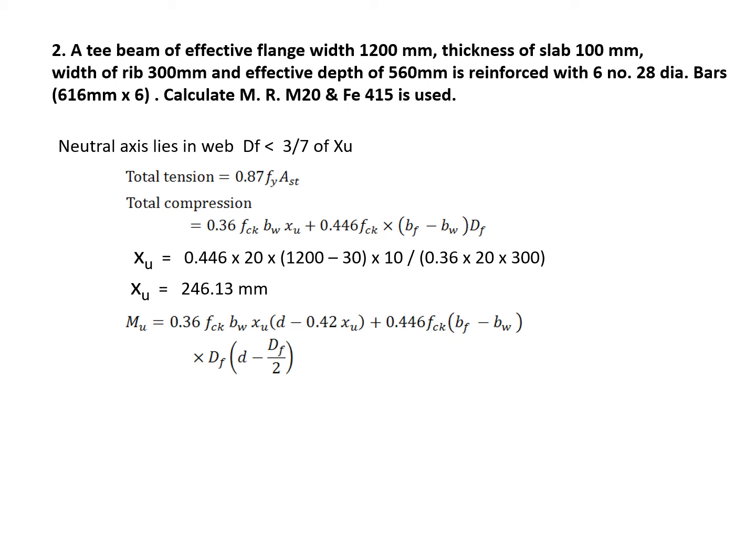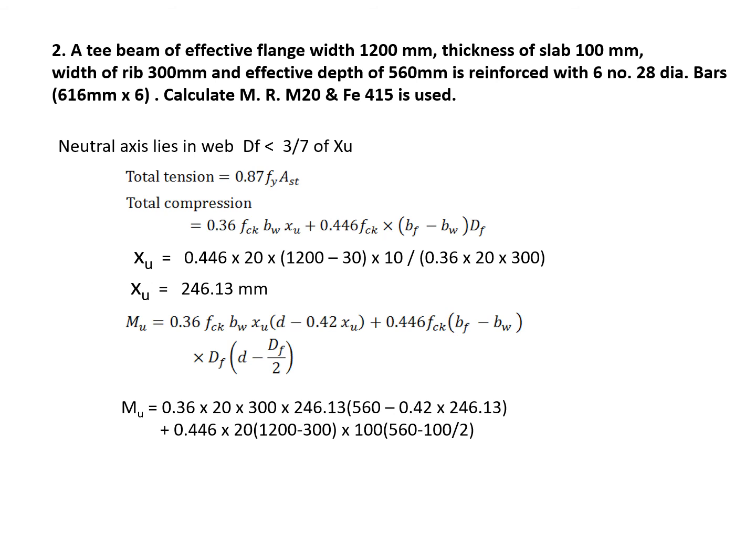So then this case is justified. For MU, very simple. Take the first part of this expression, total compression, multiply with the corresponding lever arm, d minus 0.42 xu. Second part, you multiply with the corresponding lever arm, d minus df by 2. So you plug in the numbers and you get your moment capacity.